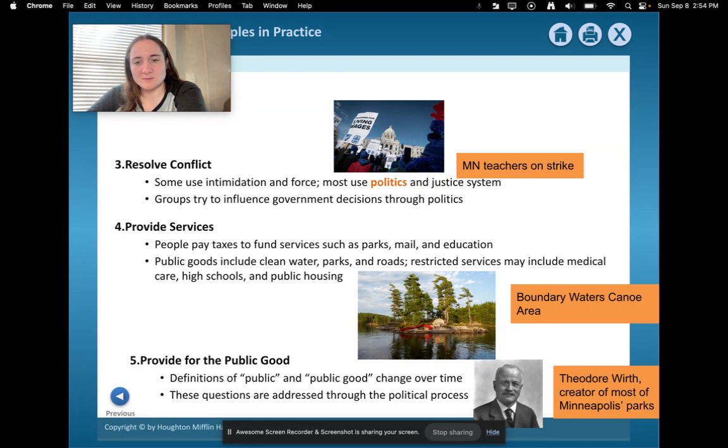5 would be to provide for public goods. So the definition of public and public good does change over time.